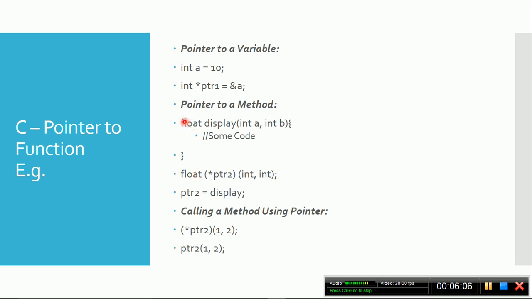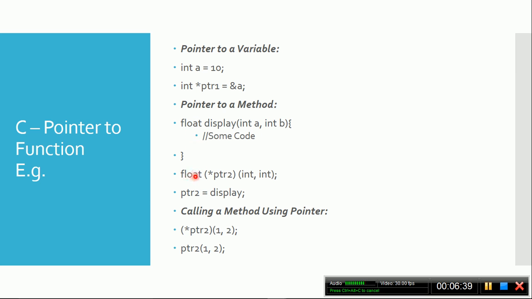For example, this is a function which we want to call. This is float display. It receives 2 arguments and it returns a float. Its name is display. So if we want to call this function by its name, we will just use display and pass 2 integer arguments like that. But if we want to call this function through its address, first we need to create a pointer of that type. So here the function returns float.